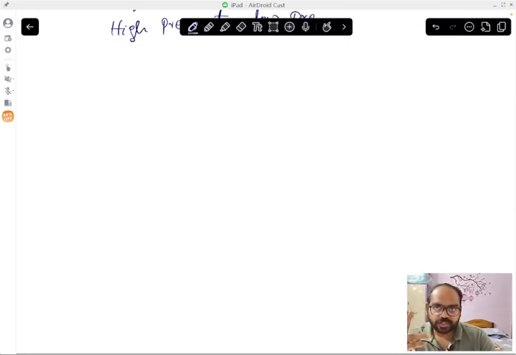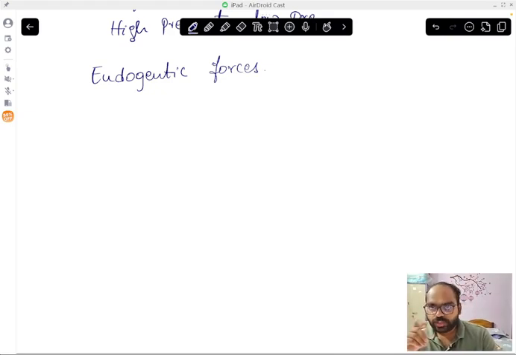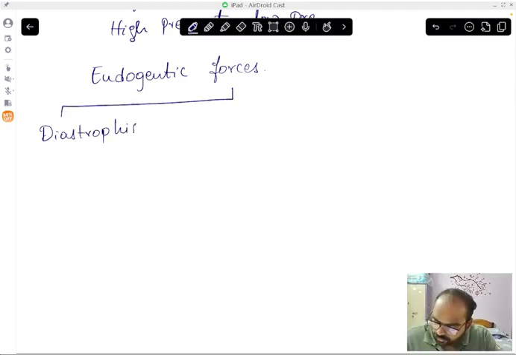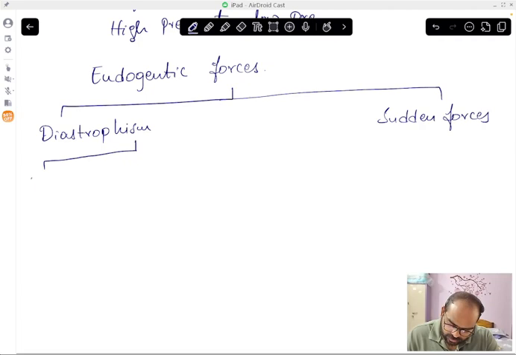Two types of process are there: endogenetic and exogenetic. Now we will see in detail what is endogenetic and exogenetic. Endogenetic forces are of two types: diastrophism and sudden movement or sudden forces. And again, diastrophism is divided into two types: epiorogeny and orogeny.